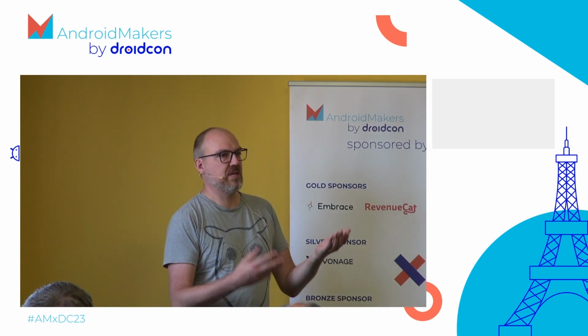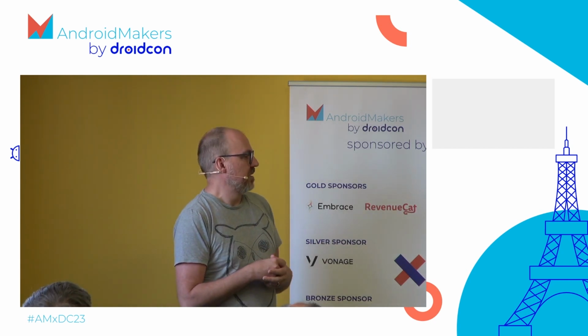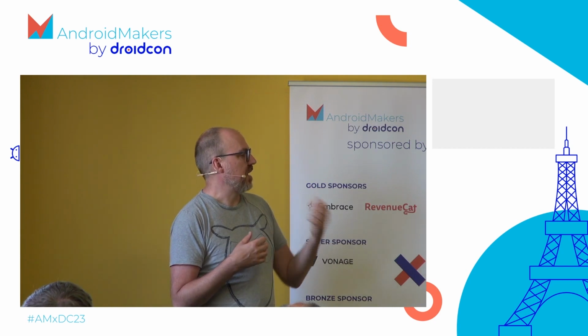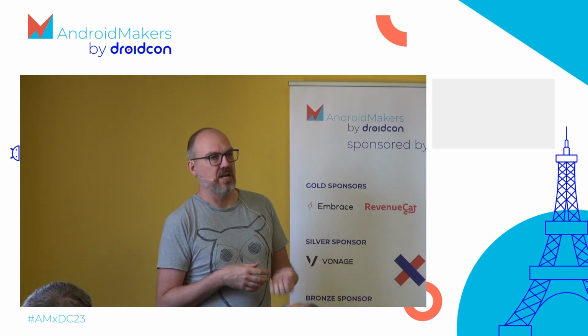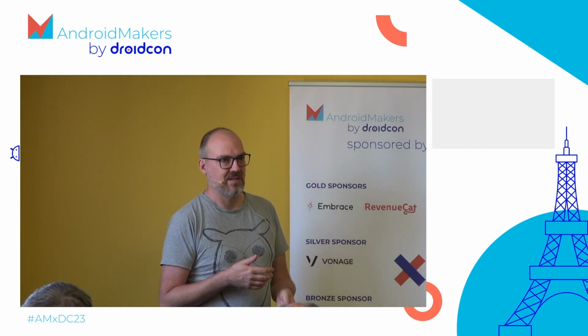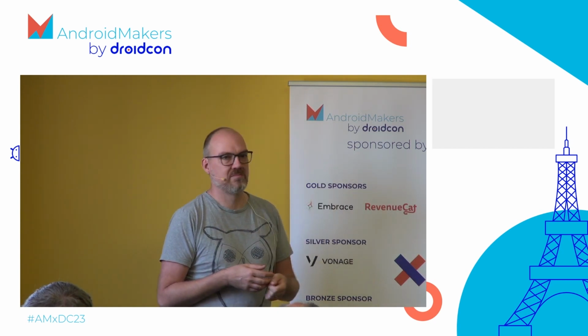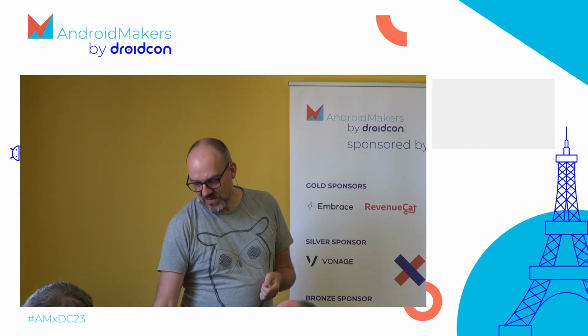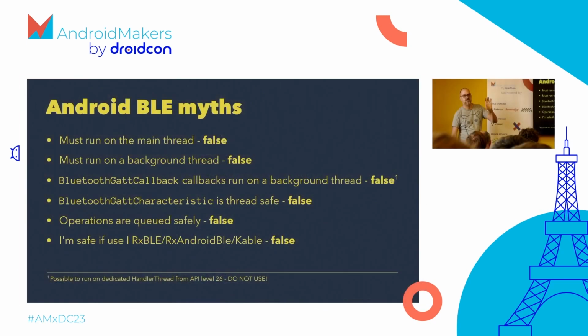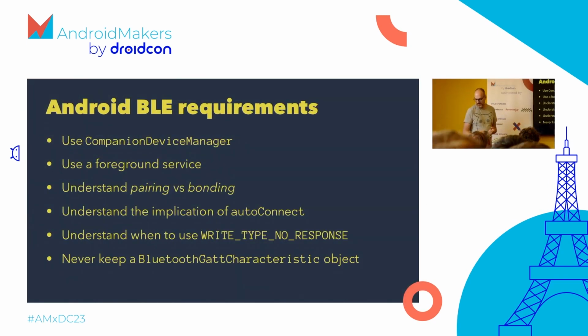And well, I'm safe if I use one of these libraries, right? The popular ones are RxBLE, RxAndroidBLE, and Cable, which is a new one. None of these take care of the bugs that are mentioned above here. Well, they do queue operations, but that's basically what they take care of.